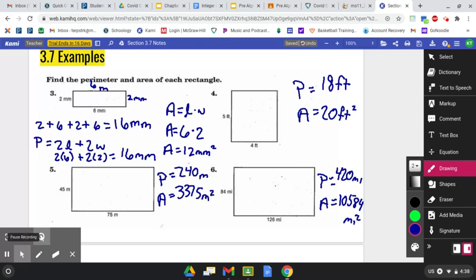All right, so in number 4, you should have gotten 18 feet for the perimeter and 20 square feet or 20 feet squared for the area. Number 5, perimeter was 240 meters, and the area was 3,375 meters squared. And that came from 45 times 75. Adding up in number 6, 84, 126, 84, and 126, the perimeter would have been 420 miles. And then the area, 84 times 126, gave us 10,584 square miles.